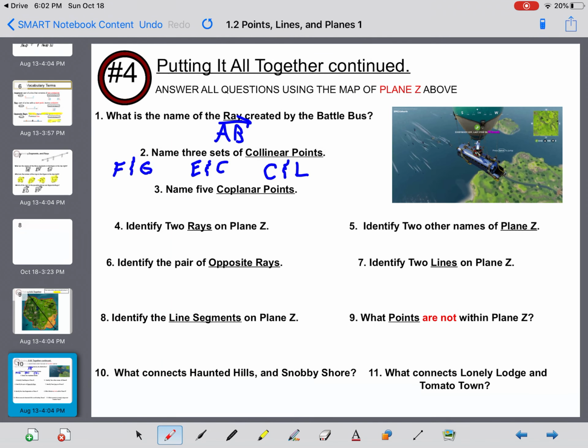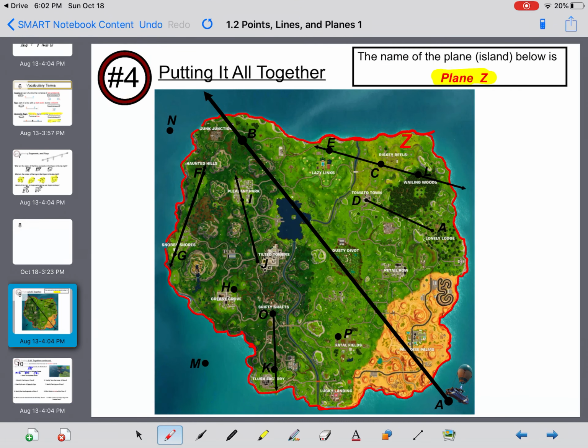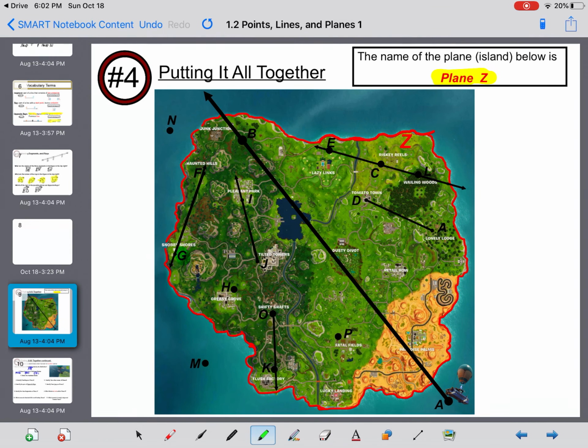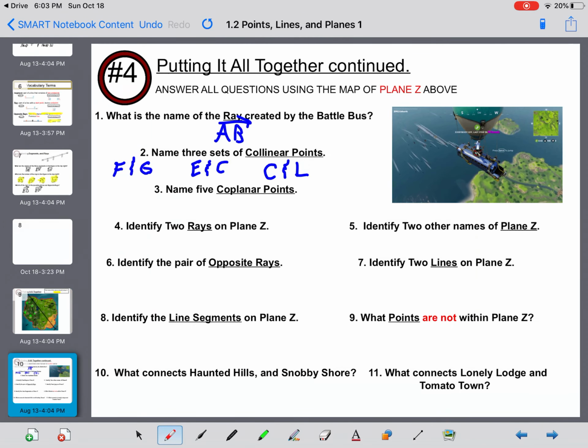Your next question says, name 5 coplanar points. Well, coplanar points are points that exist on the same plane. So any points that exist on this island. So we need 5 of them. Well, what if I just stuck to F, G, H, I, J. Those are all on the same plane on the island. Realistically, we could pick many of these points, but I'm going to use those 5. F, G, H, I, J.